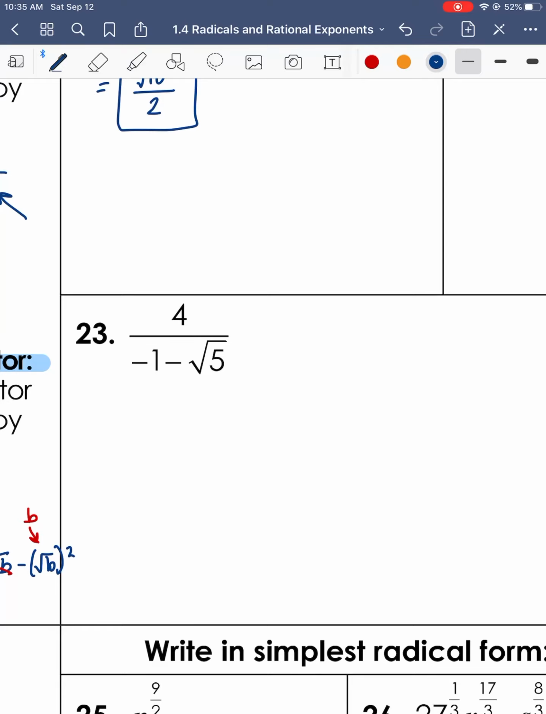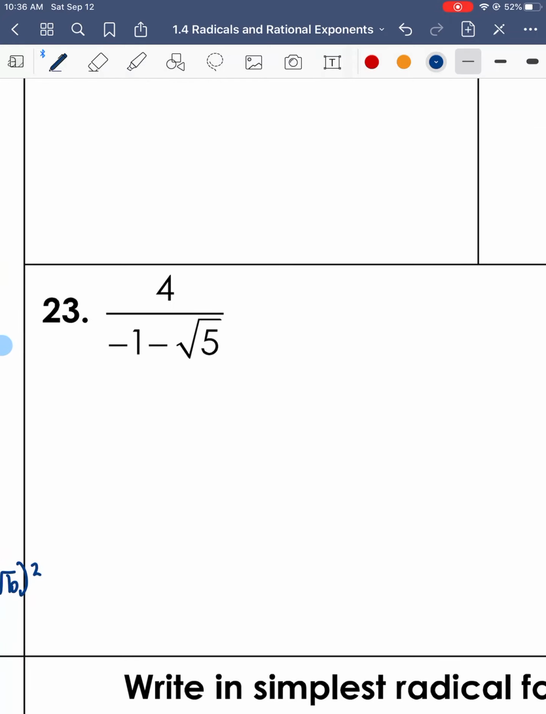All right, number 23. Okay, so you can see this is getting a little bit more complicated. We have a binomial in the denominator, one with a square root. Okay, and it doesn't matter if there's roots in the numerator here. If you have a binomial in the denominator, you're going to have to multiply by the conjugate. Okay, so remember the conjugate is going to be the same binomial, except it's going to be the opposite sign. So we're going to multiply the top and the bottom by -1 plus the square root of 5 over -1 plus the square root of 5.